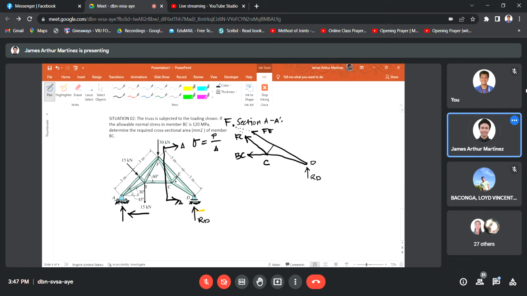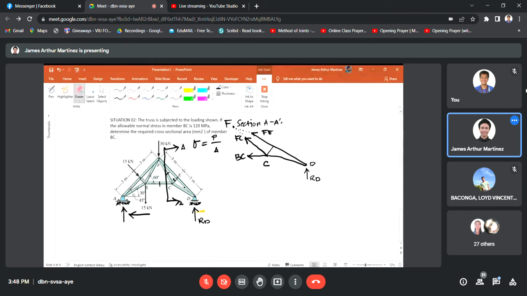Because if you go to point C after point D, you have three unknown variables, di ba? DC, FC, and CE. And then the internal reactions obtained from the analysis of point C would only be CCD. And the equations of equilibrium are not sufficient, not enough, to solve these three unknown variables.